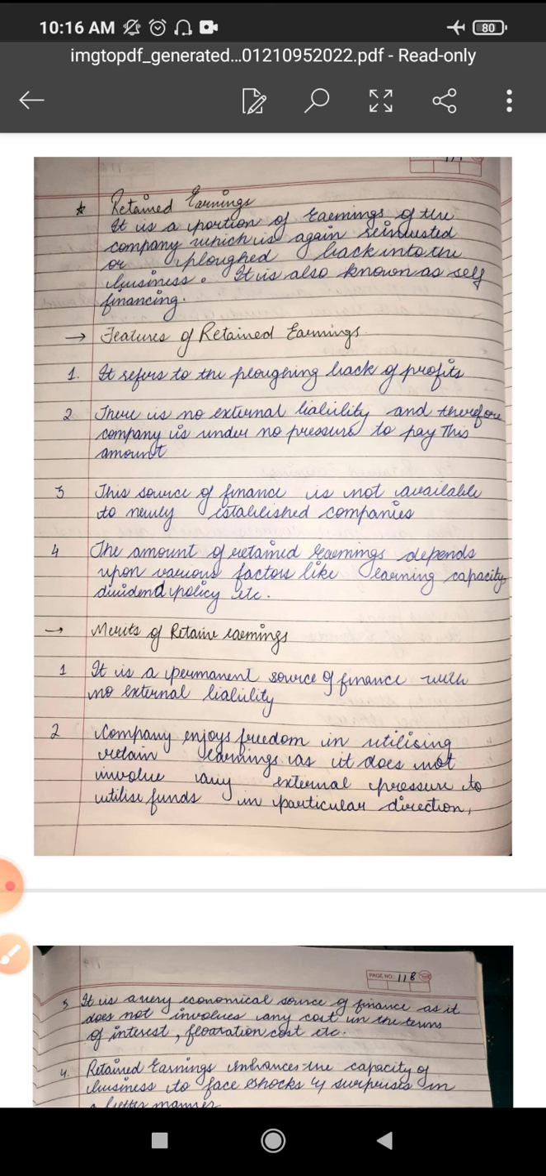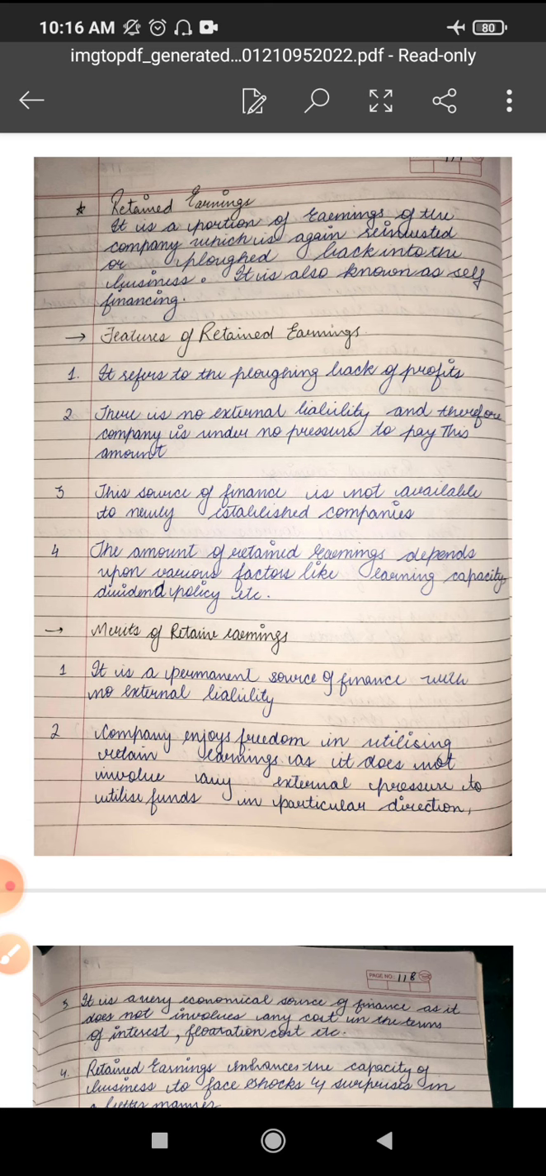Fourth one, the amount of retained earnings depends upon various factors like earning capacity, your dividend policy, etc. Now students, your retained earnings naturally depend upon your profits, because out of the profits only we are reinvesting into the business, and moreover it's our dividend policy. Whatever dividend we give, the remaining we will reinvest in the business. So it also depends upon the dividend policy.